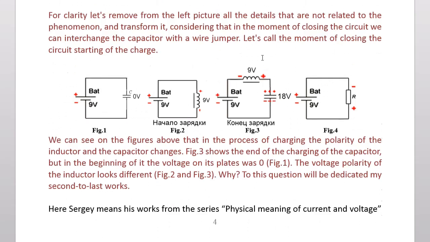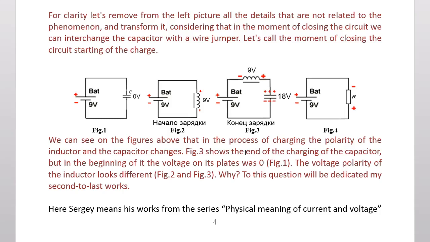So these are simplified pictures. We can see in the figures above that in the process of charging, the polarity of the inductor and the capacitor changes. Figure 3 shows the end of the charging of the capacitor, but in the beginning, the voltage on its plates was 0. The voltage polarity of the inductor looks different in Figure 2 and in Figure 3. Why?